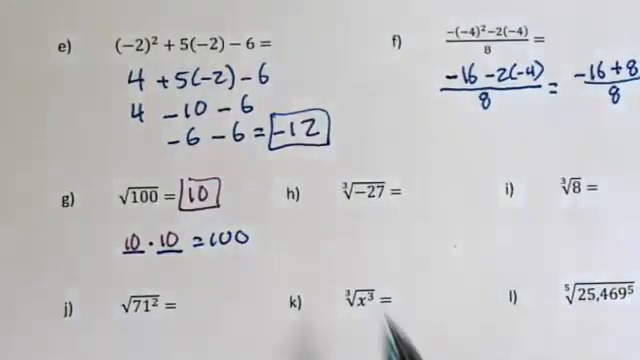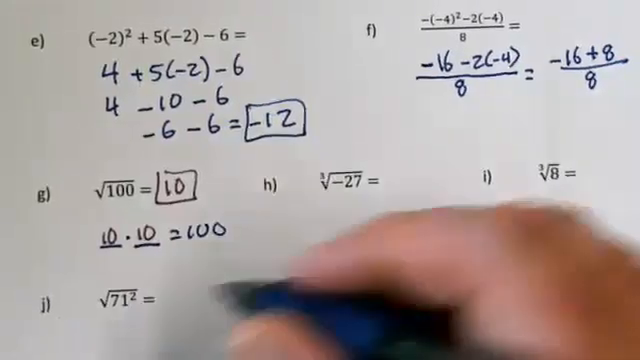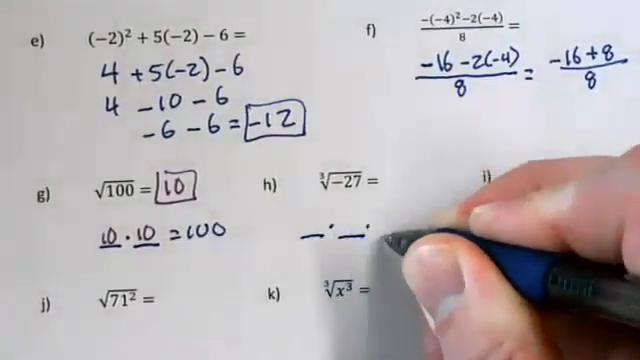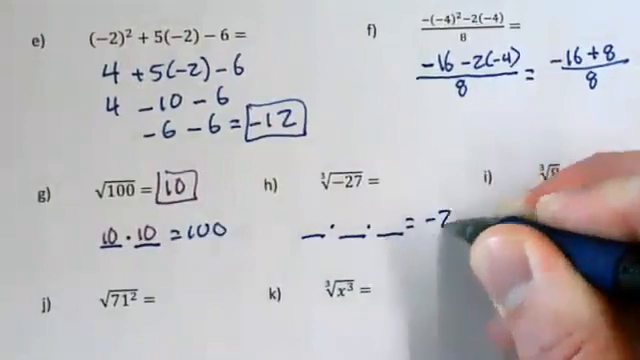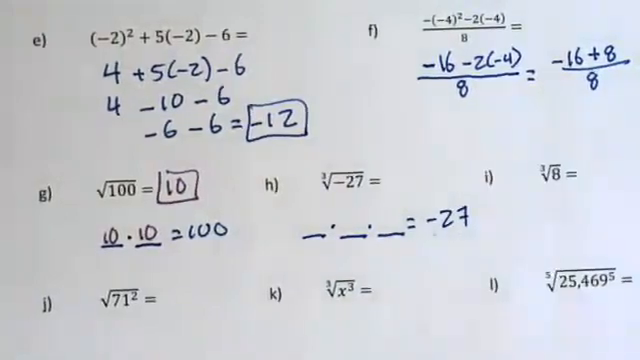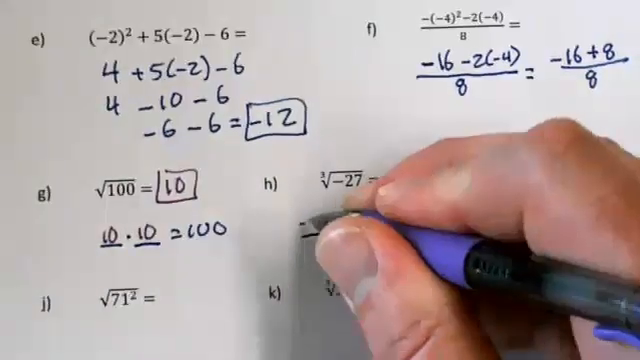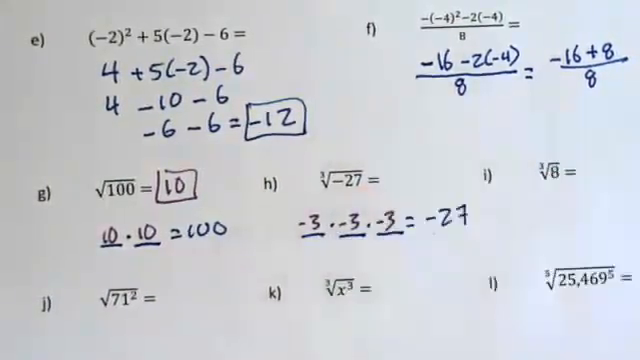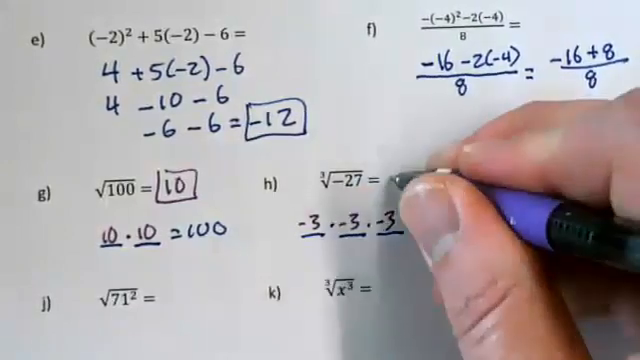All right, this next one is a cube root. That means same idea, but this time I need something that's going to multiply by itself 3 times to equal negative 27. So what works for this? Well, negative 3 times negative 3 is 9, times another negative 3 would be negative 27. So our answer is negative 3.